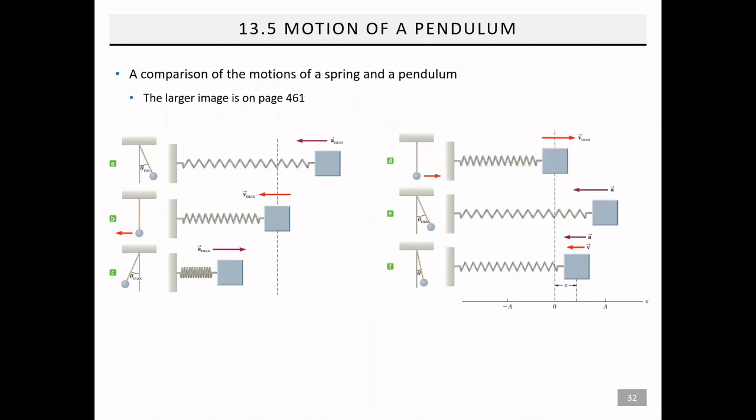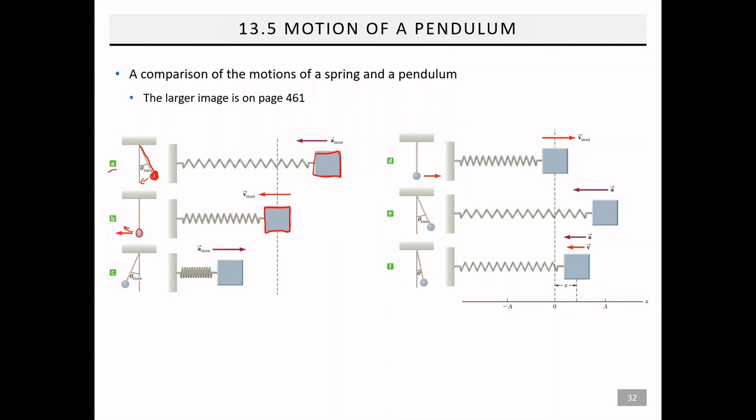This slide is just to show you the comparison between the two types of motion. If you start in figure A, you have the pendulum pulled all the way to the right. The mass attached to the spring is pulled all the way to the right. You let the pendulum go, and the pendulum starts to swing down. When the pendulum reaches the middle position, that's the equilibrium position, that's when the box would also reach the equilibrium position. The pendulum then continues to swing left.